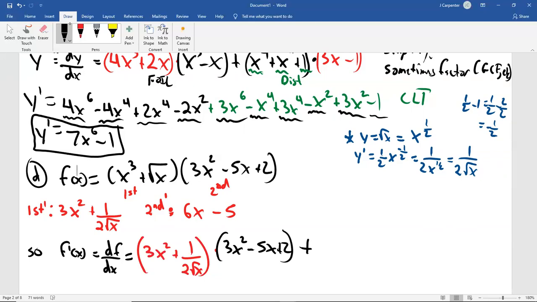Derivative of the first times second. Now flip-flop it. The first function being the x cubed plus square root of x. Multiple terms, so wrap it. Then times the derivative of the second, which is the only thing we haven't used, the 6x minus 5. Notice we use all of the bits. First, second, derivative of first, derivative of second, all four of those things get used. You just have to have them in an appropriate order.